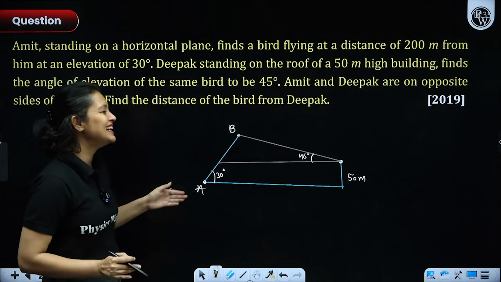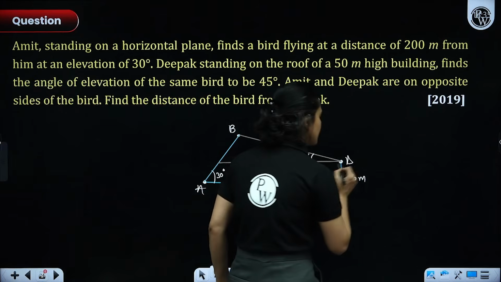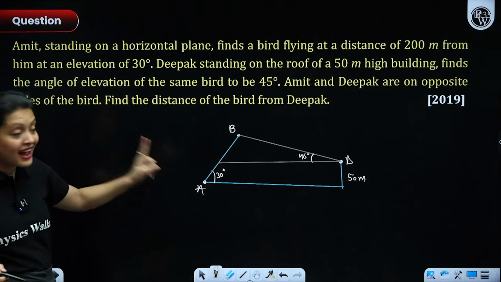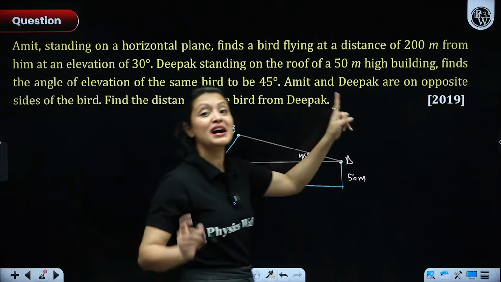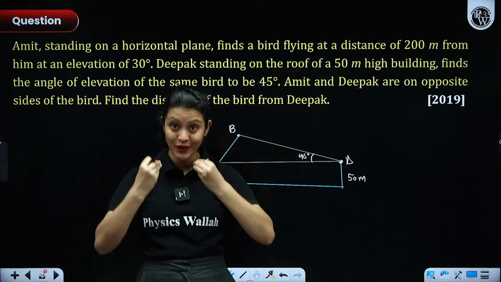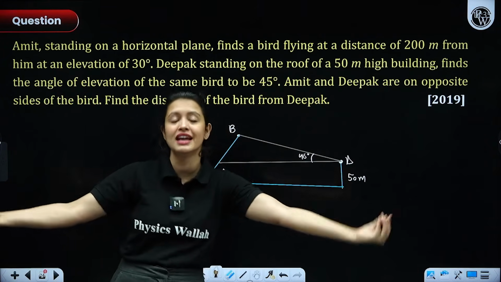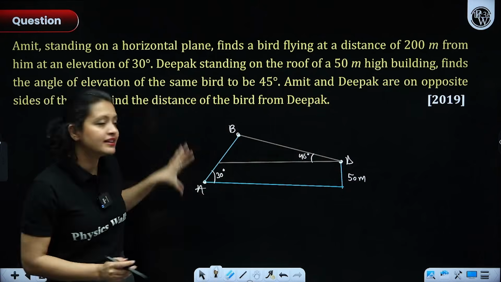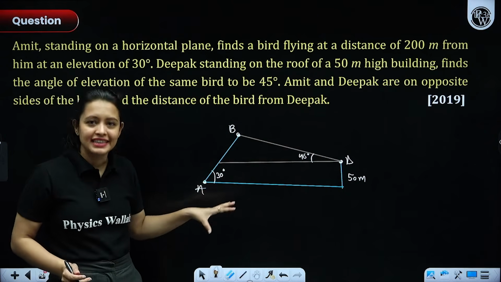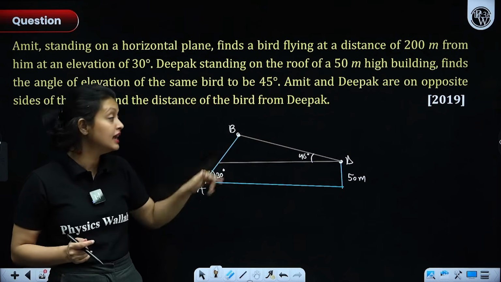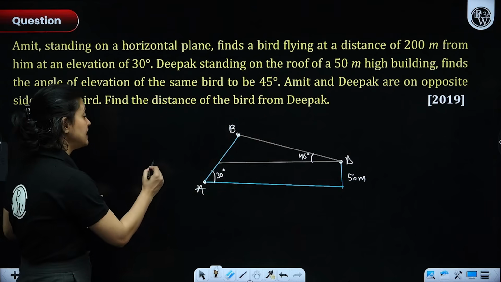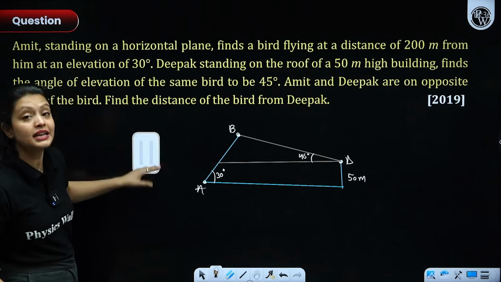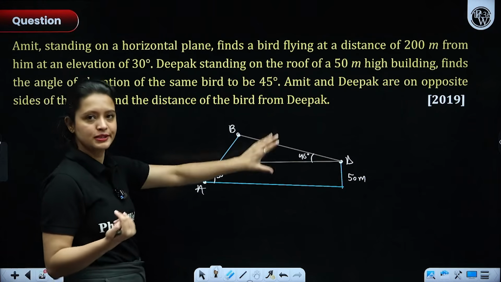Now, why did I take Deepak to be here and not on the other side of Amit? Because the last sentence is saying that Amit and Deepak are on the opposite sides of the bird. So if the bird is here, Amit is on one side and Deepak is on another side. So that's why I took the bird to be in between Amit and Deepak. That's why the diagram looks like this. If they had not given this, then I could have taken Deepak to be standing here on the building. I could have done that also. Then I would have multiple answers. But they have specified this.